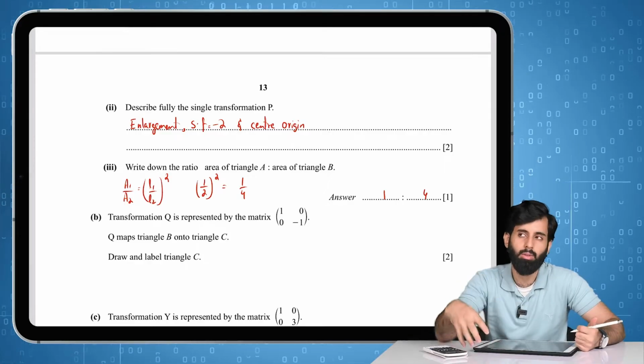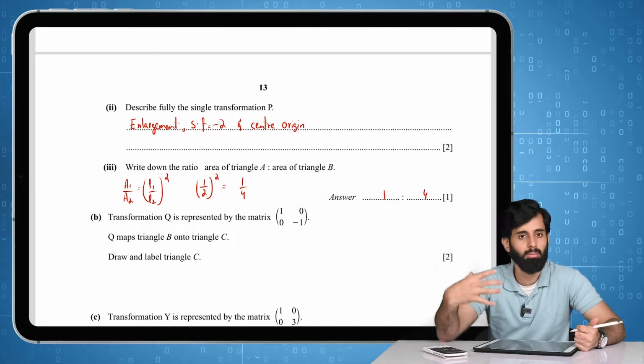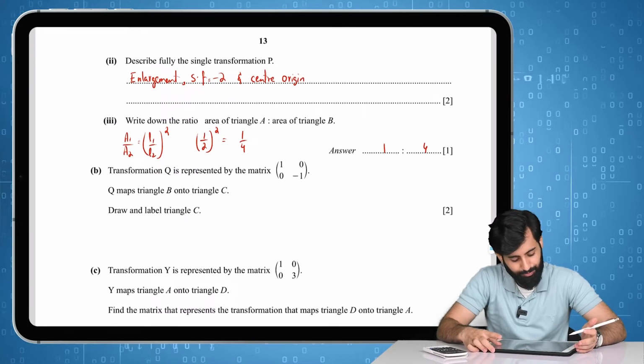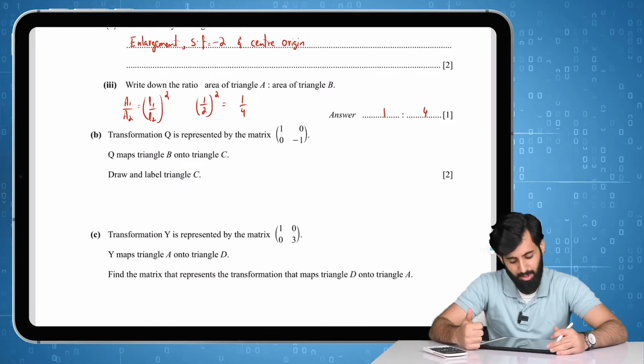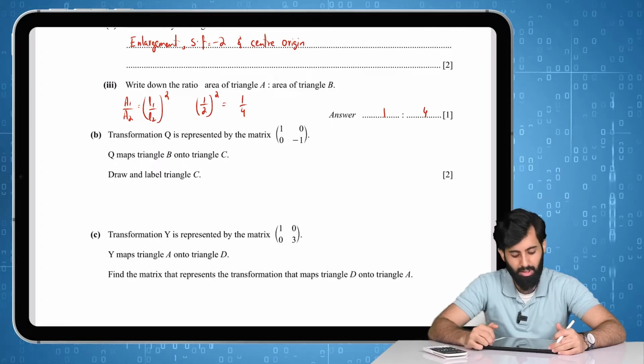One way of doing this would have been to calculate the actual areas, then divide them and give them as a ratio in its simplest form. That's also totally acceptable. Here's part B. Part B says transformation Q is represented by the matrix 1, 0, 0, -1. Q maps B onto C. Draw and label triangle C.